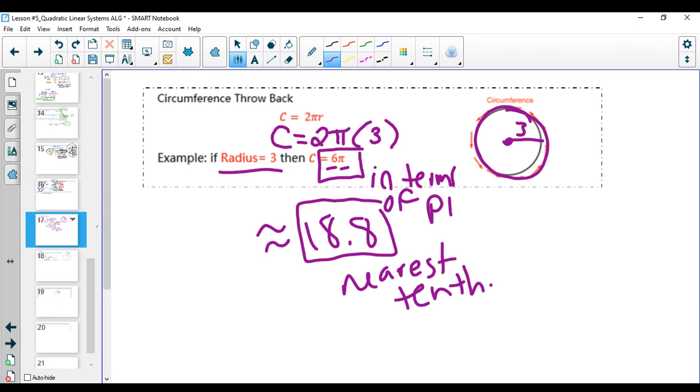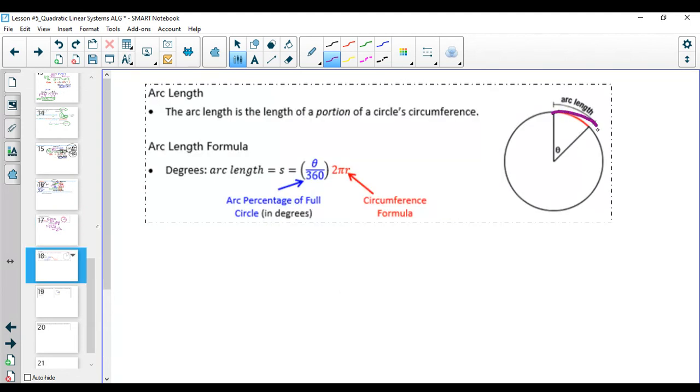Okay, so we're going to do something like this today. It's the more advanced version of circumference. We want just a section, a little piece of the circumference. You could think of it like a slice of pizza. When you get a slice of pizza, you get the crust, but you're not getting the whole crust of the pizza. It's just the slice that you took.